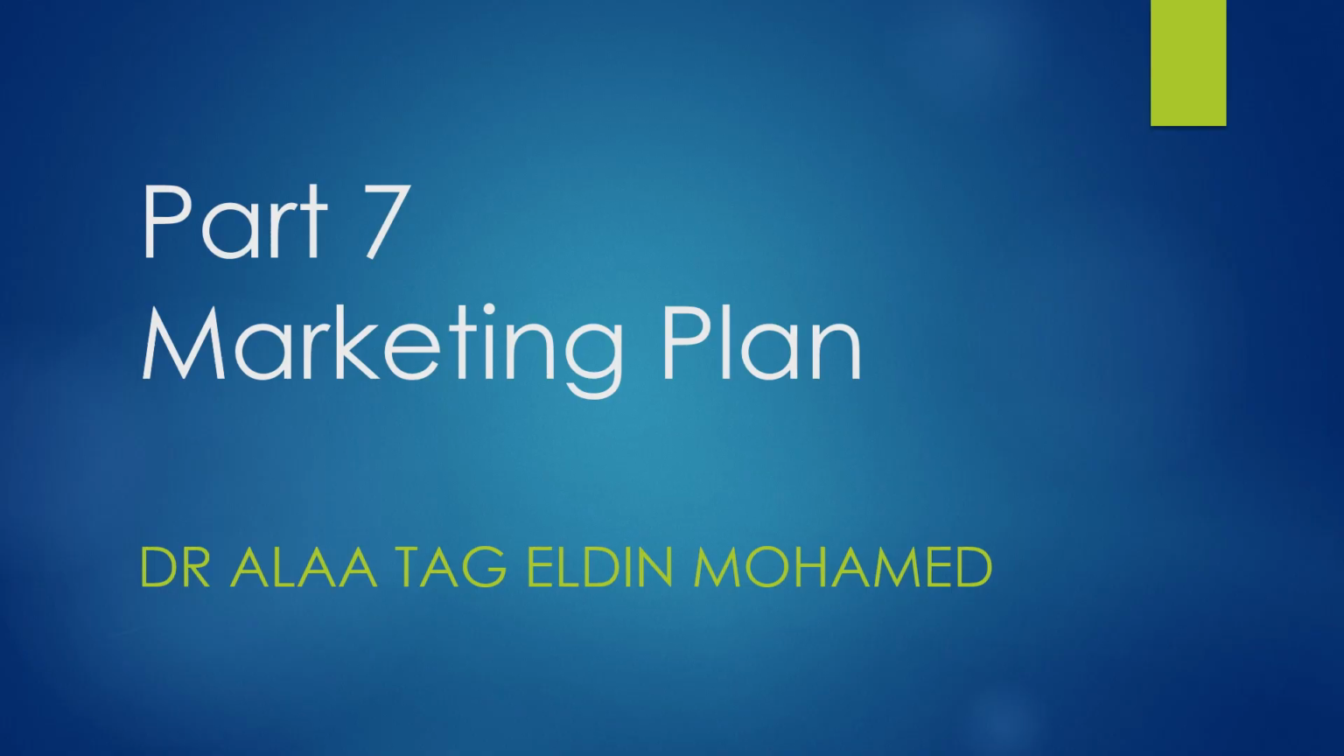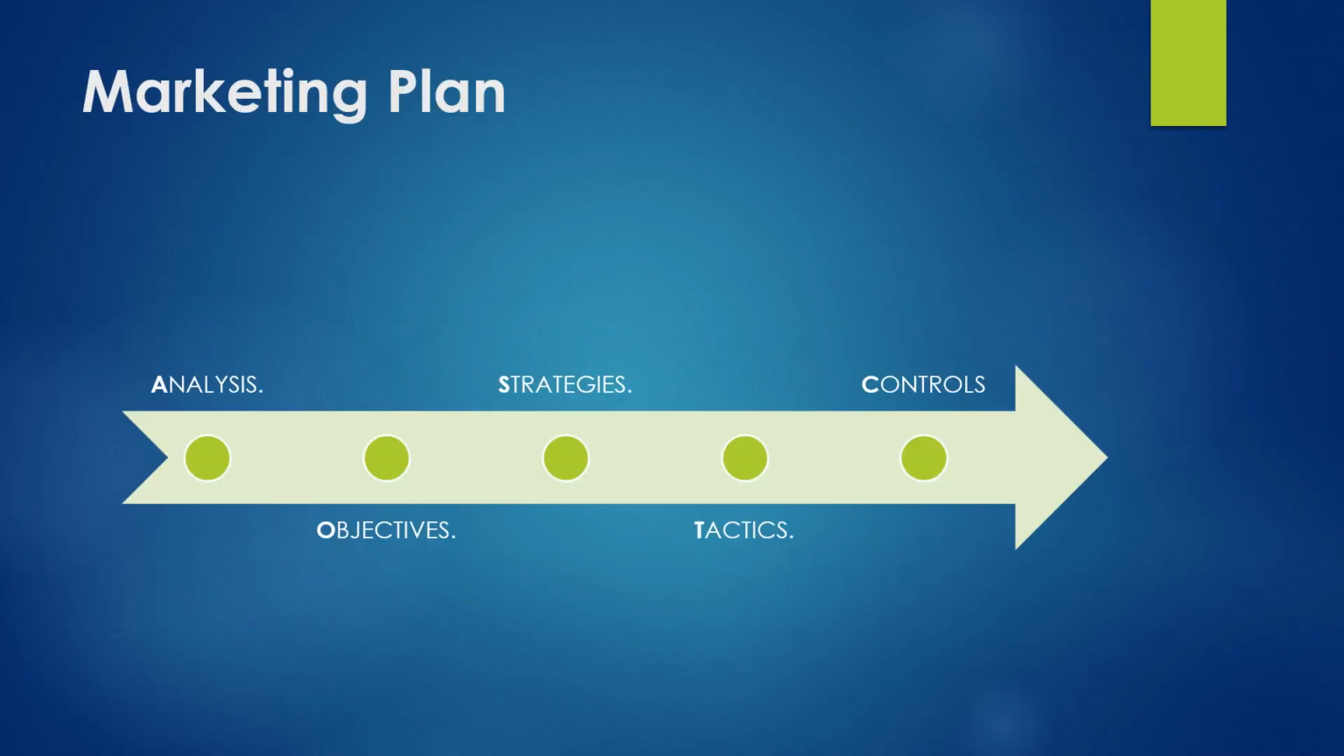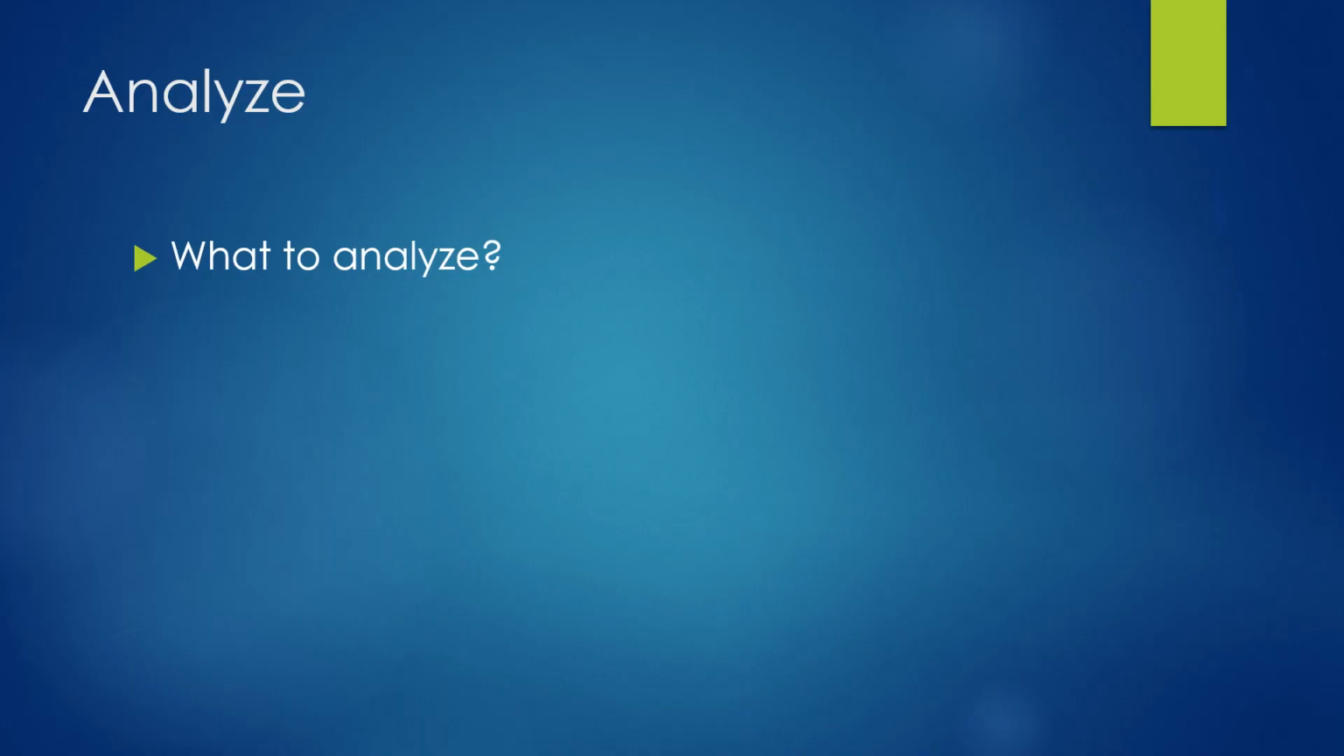Dear students, in this lecture we will discuss the marketing plan. We will follow the process of the marketing plan, which includes, first, analysis of the internal and external environment, then setting objectives, designing strategies, tactics, and then controls. The first step is to analyze. But what to analyze?